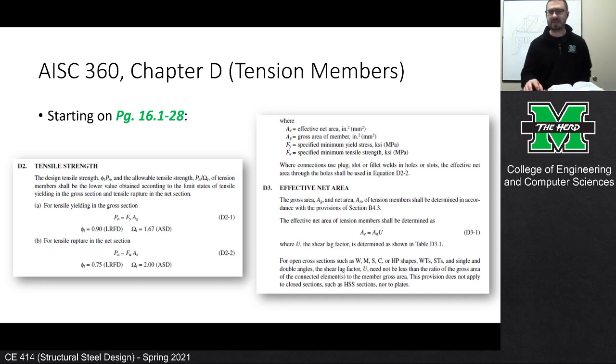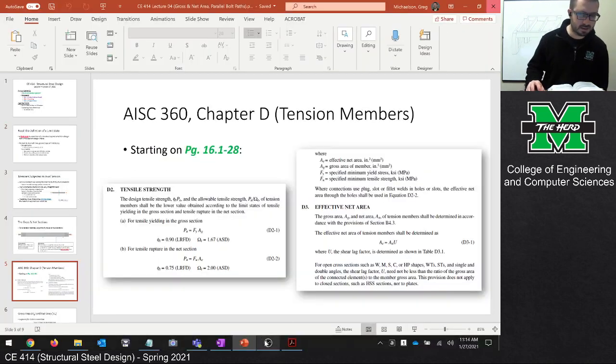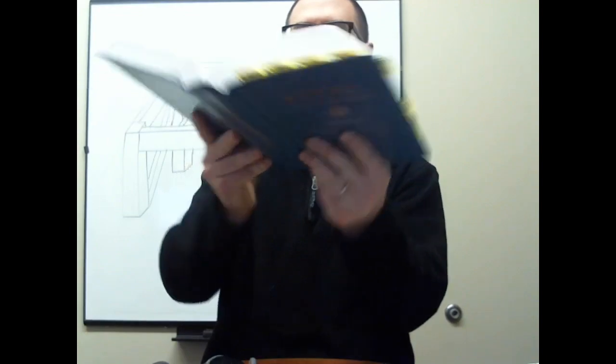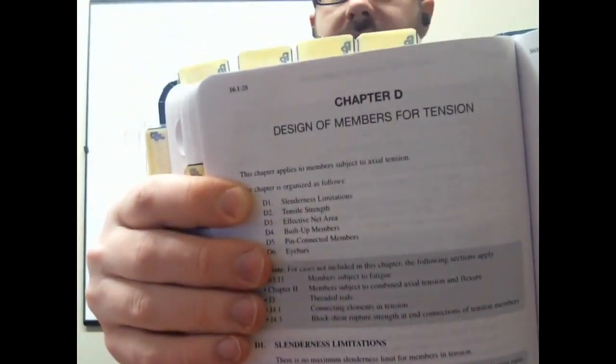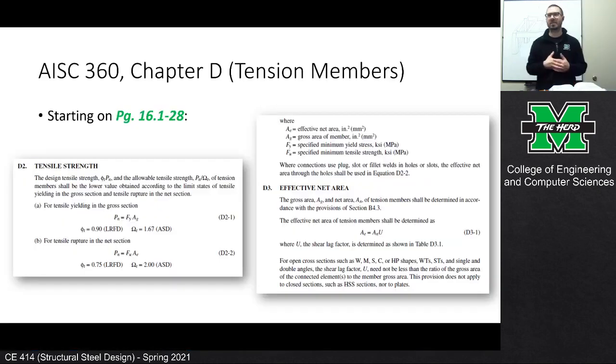So if you can see here on the camera, I am sort of in that part of the manual there. And on the top of the page, you should see design of members for tension. That's what you're looking for. All right, so I'm going to give everybody a sec on that and see if anybody has any questions. Finding it, that is.